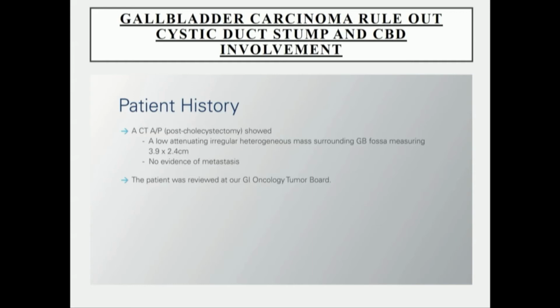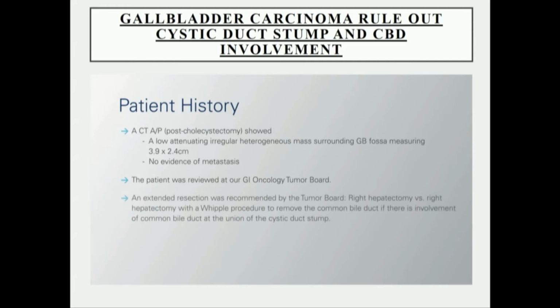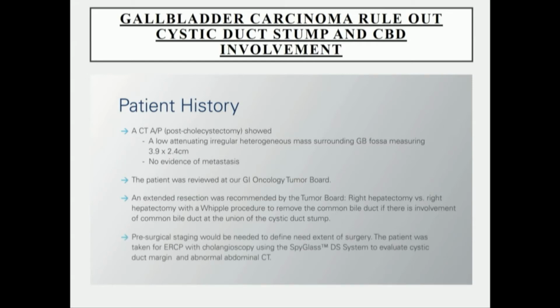We took our patient, as we do all of our patients, to our multidisciplinary tumor board. And extended resection of the liver was recommended. Right hepatectomy versus right hepatectomy with Whipple procedure to remove potential disease extending down the duct. Of particular importance, again, was the cystic duct stump and whether or not that contained cancer, because that margin had not been adequately assessed. SpyGlass was valuable in this case in that it gave us the ability to look at the cystic duct stump specifically, looking for cancer.